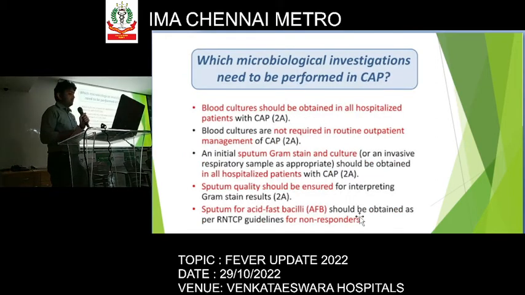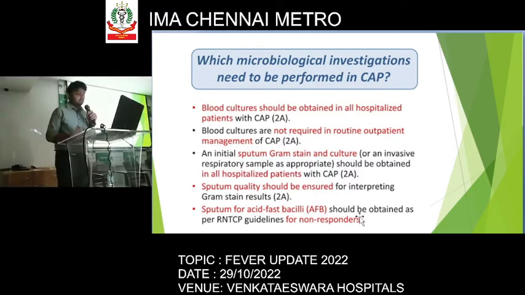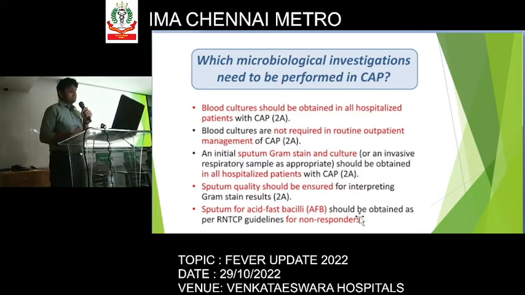And sputum for AFB should be obtained as per RNTCP guidelines. As we all know, we are a TB endemic area. We should always look for tuberculosis whenever there is an opacity in a chest X-ray.